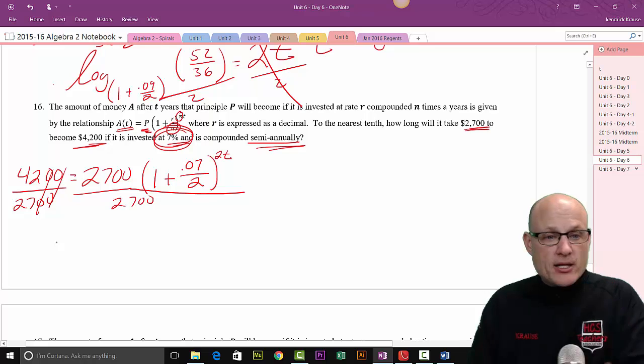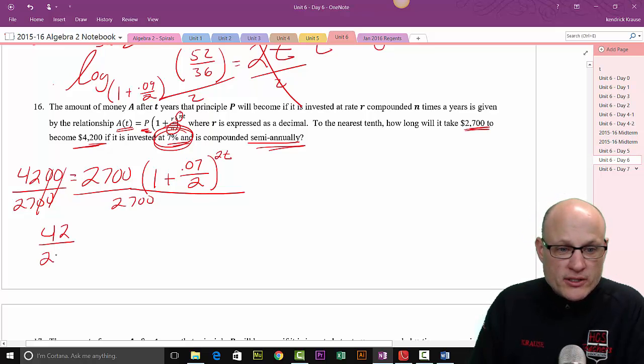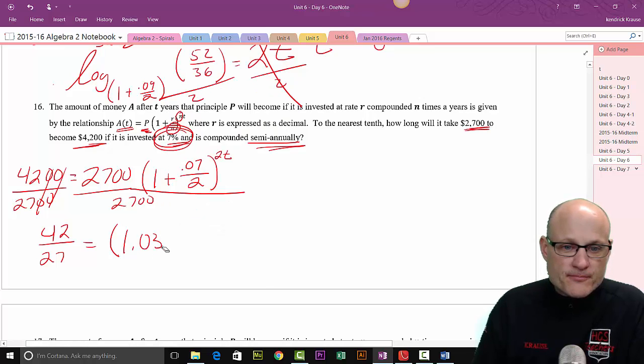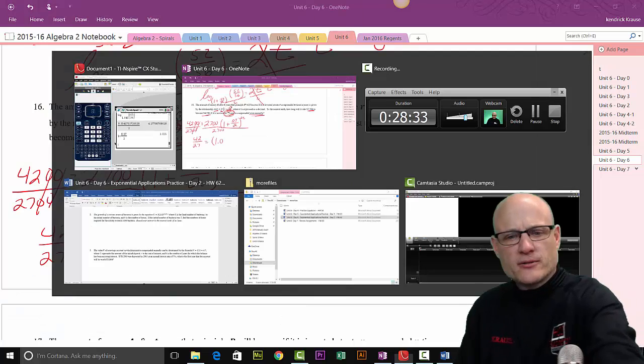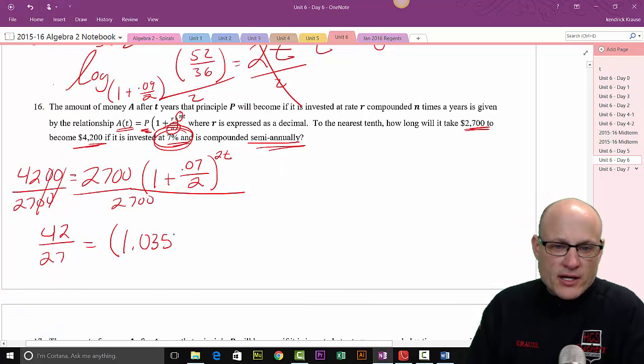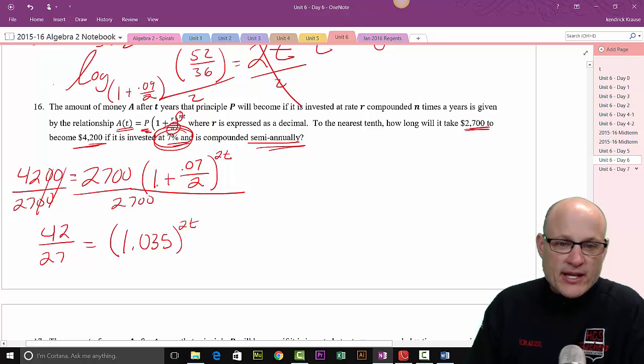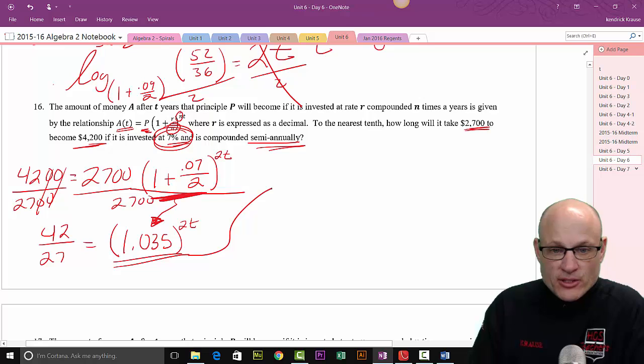Those zeros go. So what I end up with is 42 over 27 is equal to 1.03. Nope, that's not right either. Well, let me just add this up. 1 plus 0.07 divided by 2. 1.035. Oh, I was right. 1.035 to the 2t. So I've just added all this stuff up, and that's really equal to 1.035. This is an exponential. Here's the base. So I'm going to turn it into a logarithm.